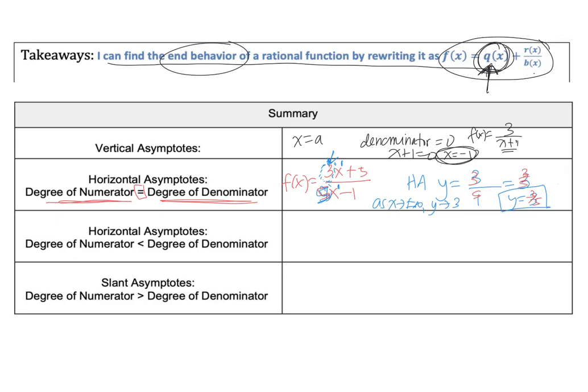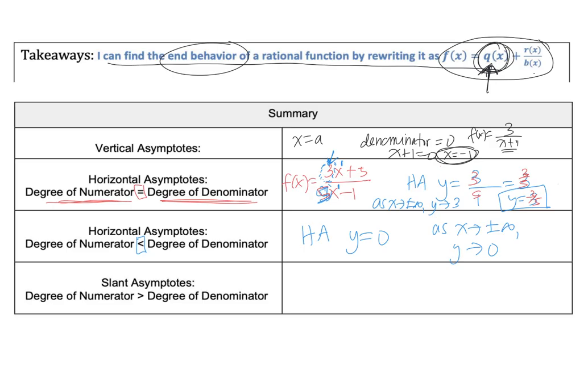Okay, if your degree in your numerator is less than the degree of the denominator, we did 2 examples like that. If your degree in your numerator is less than your degree of your denominator, then you have a horizontal asymptote of y equals 0 every single time. And your end behavior would be as x goes to positive or negative infinity, y would approach 0.